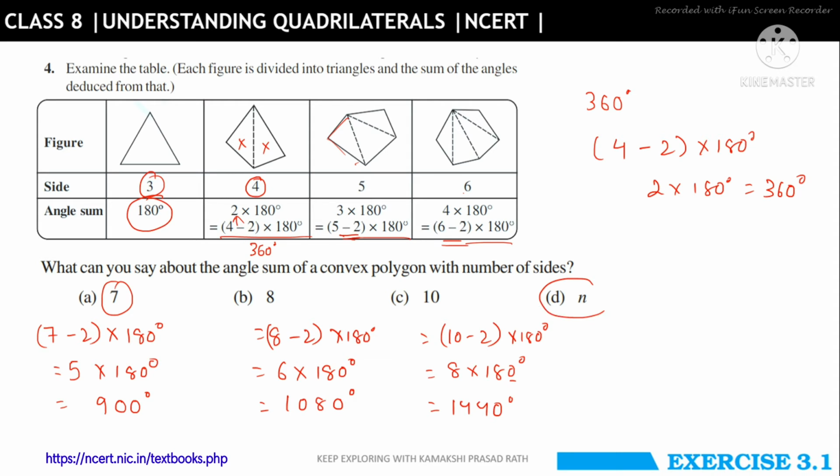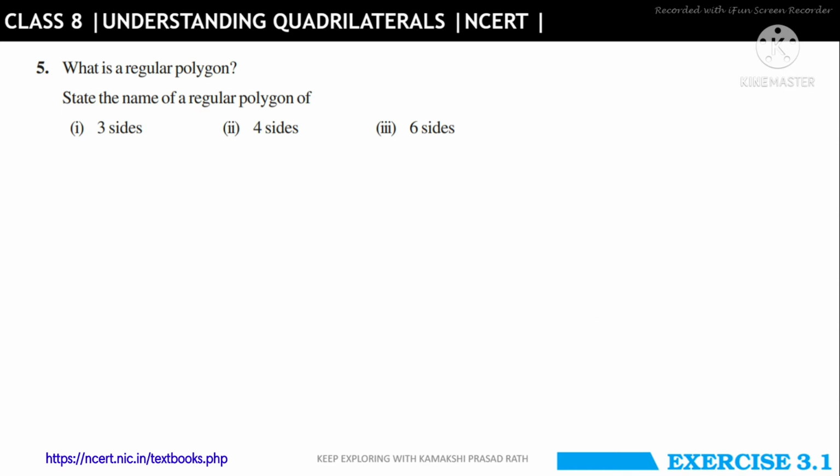Same thing, it doesn't matter what the number of sides is. If it is n sides also, we can write it as n minus 2 multiplied by 180 degree, where n is the number of sides of that polygon. Hope it is clear. You just have to follow the same rule. If 4 sides, 4 minus 2; 5 sides, 5 minus 2; 6 sides, 6 minus 2. Let's see the next question.